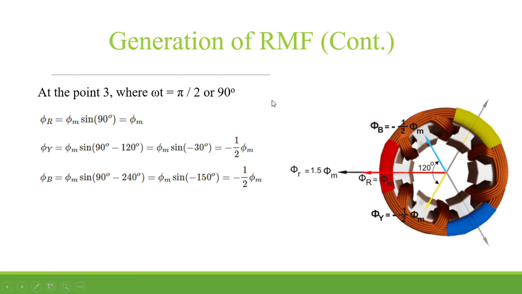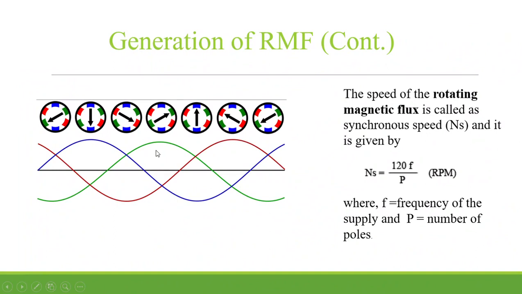So this rotating magnetic field is having a fixed magnitude value and it is rotating in a clockwise direction, same as the direction of its phase sequence. Phase sequence R, Y, B is in the clockwise direction, and the rotating magnetic field is also moving in the clockwise direction with fixed magnitude. So this picture summarizes how the rotating magnetic field is produced and it gets rotated.